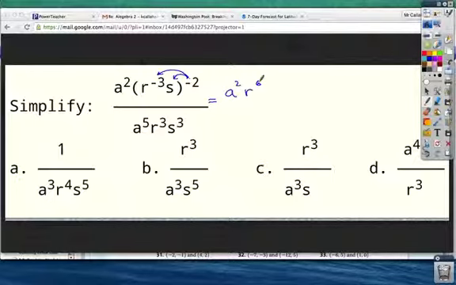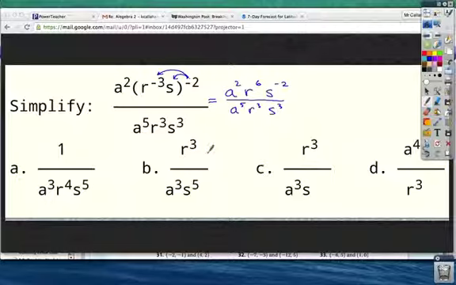Okay, so just leave that behind. And then the s to the negative 2. Okay, so you see what I did. R to the negative 3 to the negative 2 is r to the positive 6, s to the negative 2. Right? In the denominator, I've got a to the 5th, r to the 3rd, s to the 3rd.